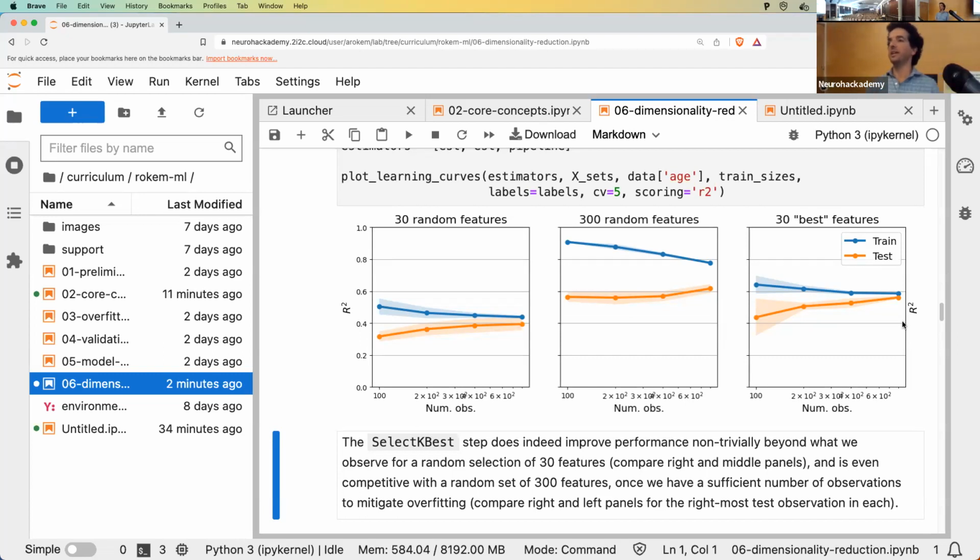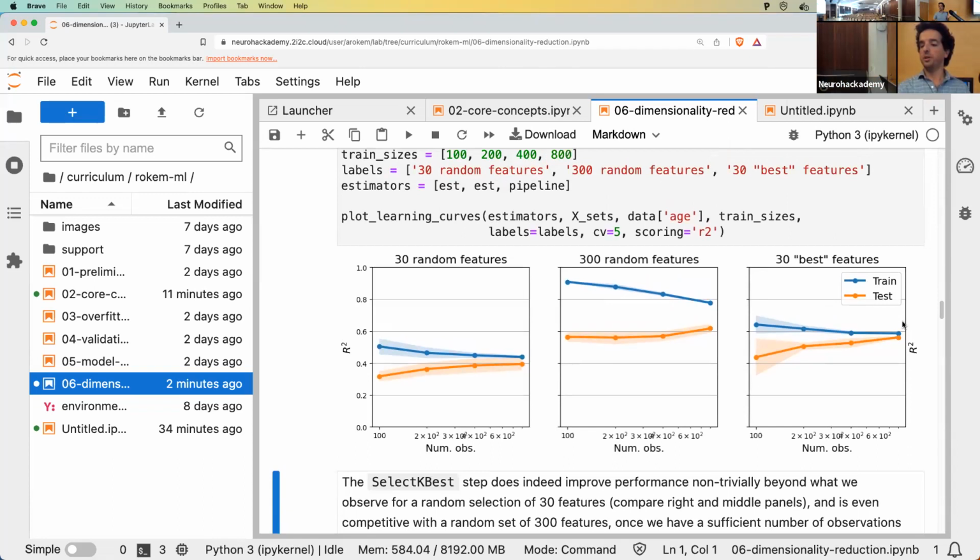So the idea here is you can reduce the dimensionality. You can do some kind of procedure to reduce the dimensionality of the features that you're using. In this case, the procedure is selecting the features most correlated with the target.